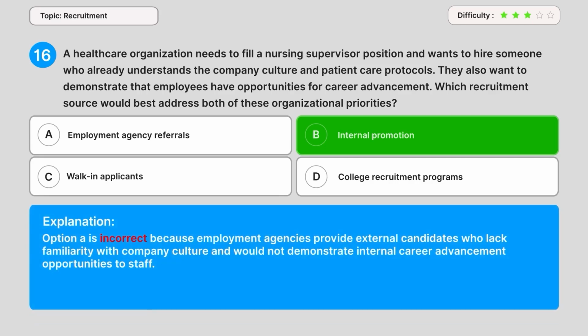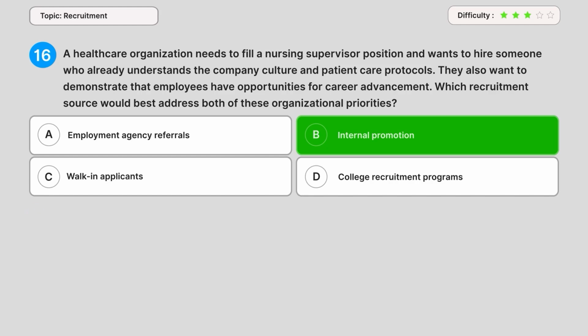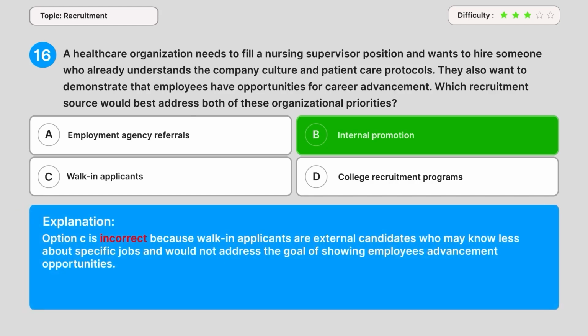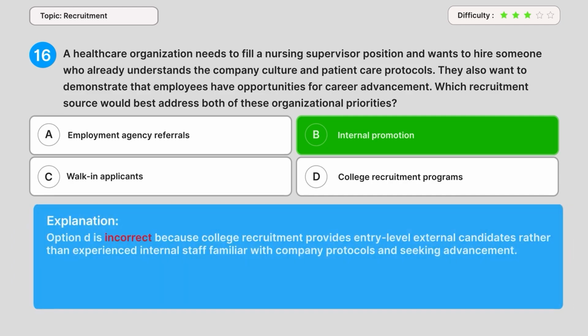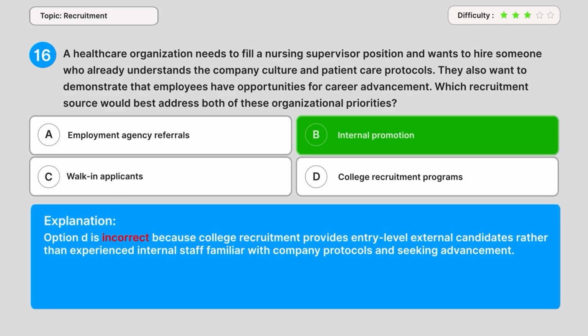Option A is incorrect because employment agencies provide external candidates who lack familiarity with company culture and would not demonstrate internal career advancement opportunities to staff. Option C is incorrect because walk-in applicants are external candidates who may know less about specific jobs and would not address the goal of showing employees advancement opportunities. Option D is incorrect because college recruitment provides entry-level external candidates rather than experienced internal staff familiar with company protocols and seeking advancement.